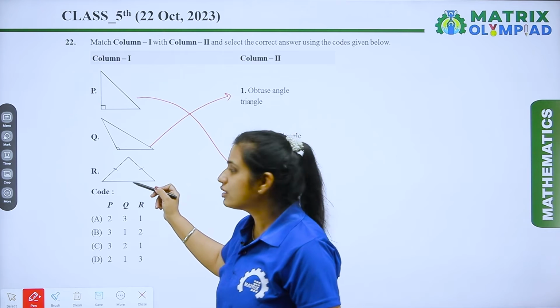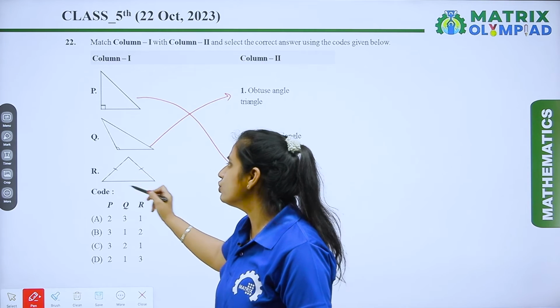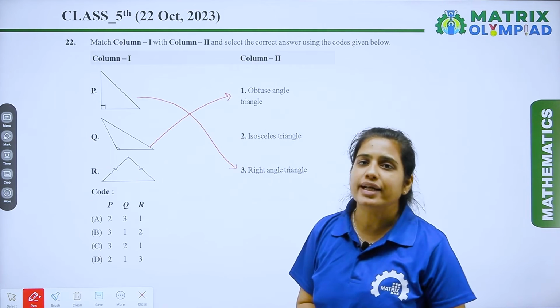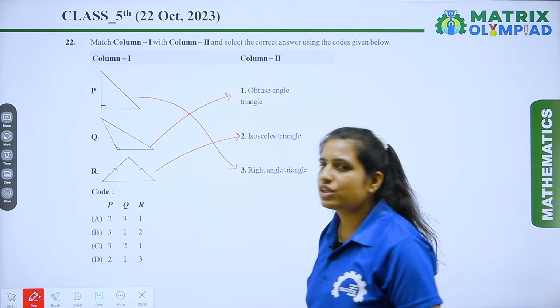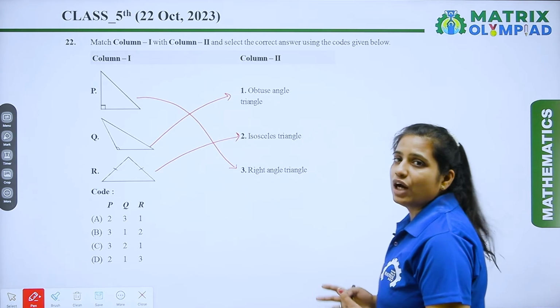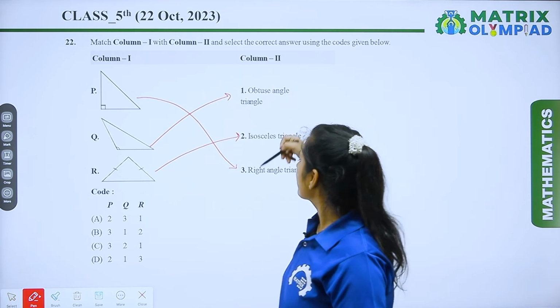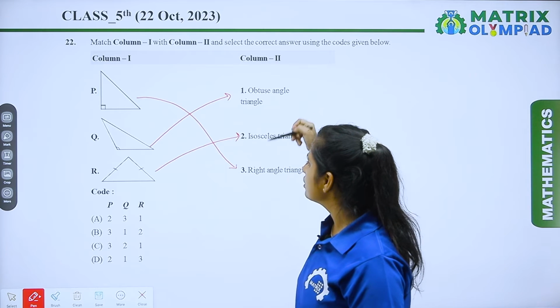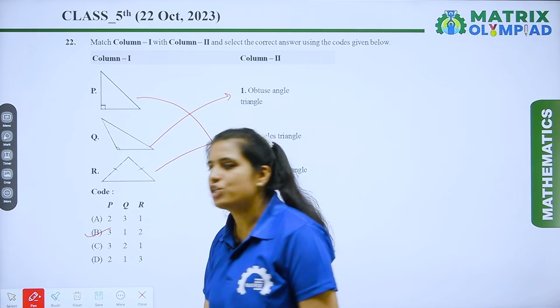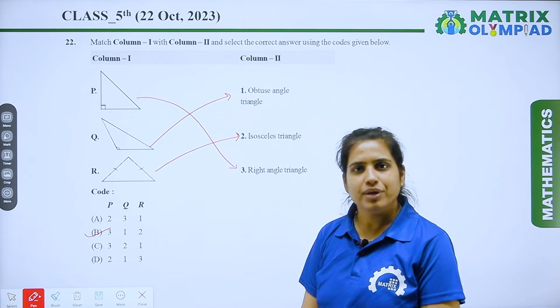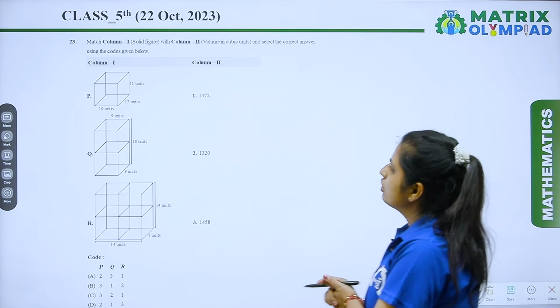And the next one is obtuse angle because it is more than 90 degrees, so it is obtuse angle. So here option Q is matched with the first. Now the next third one is isosceles triangle because its two sides are equal. So this is an isosceles triangle. Now the sequence is 3, 1, 2. So here 3, 1, 2 is in option B. So here option B is the correct answer.